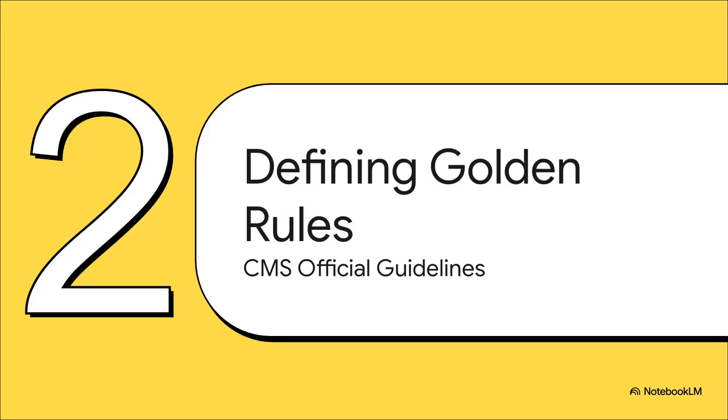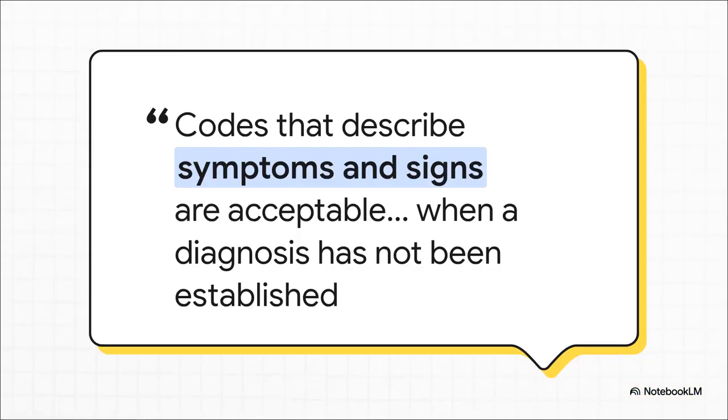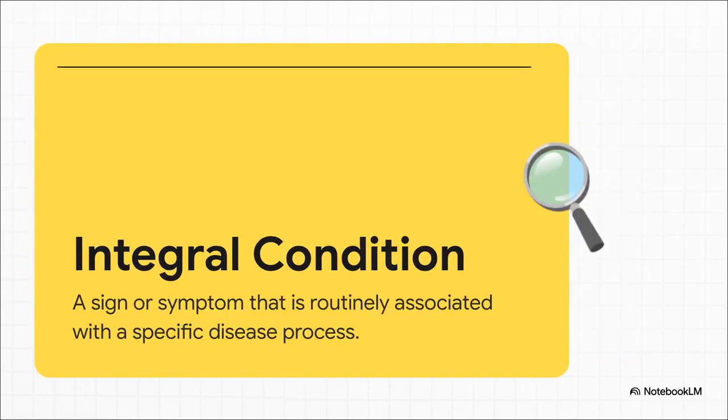Moving right along to section 2, defining the golden rules. The absolute most crucial takeaway from section IB4 is this: symptom codes are your fallback. They are totally acceptable for reporting, but only when a definitive diagnosis has not been established by the end of the encounter. Simply put, if you don't have that final definitive answer from the provider, that's when you code the symptoms. And this brings us to a really brilliant concept, the integral condition.